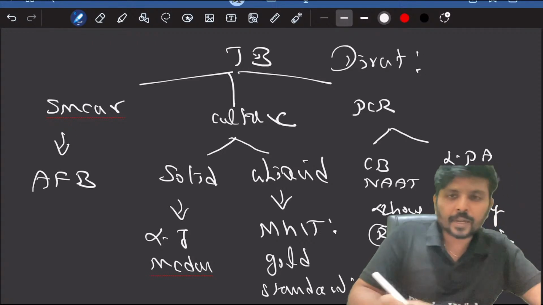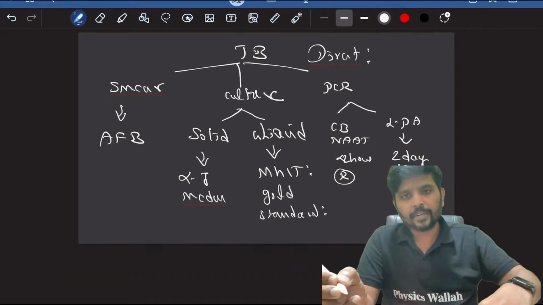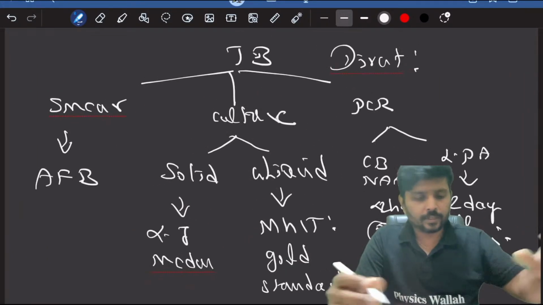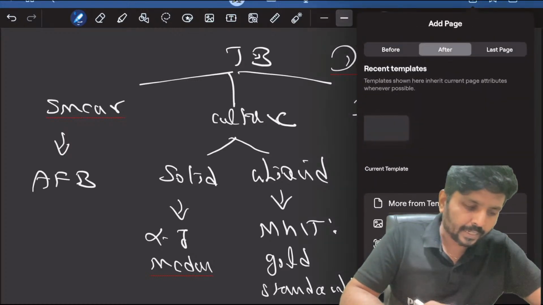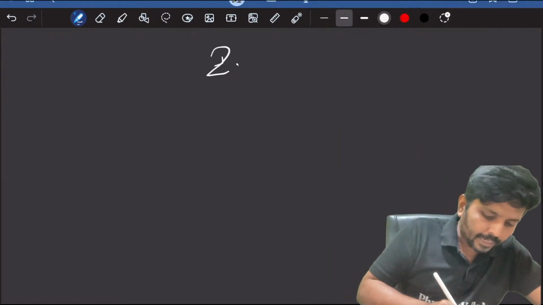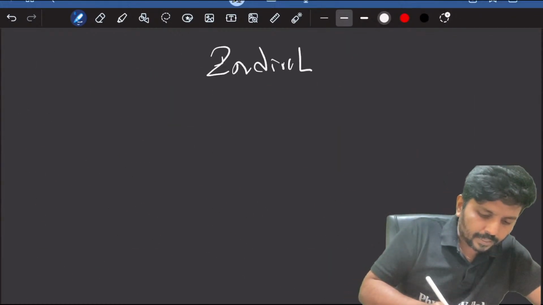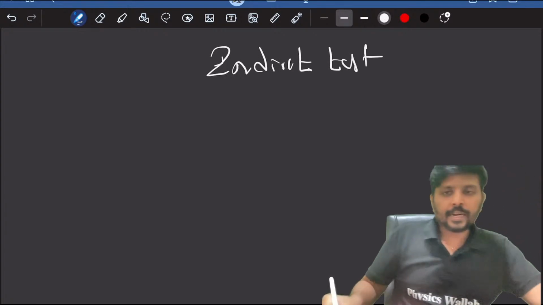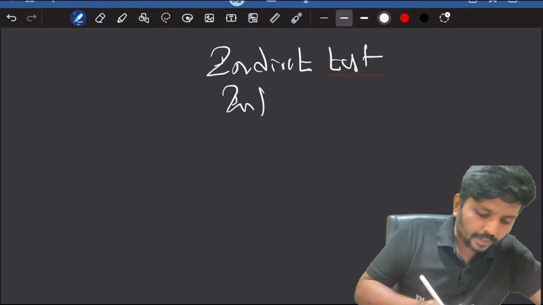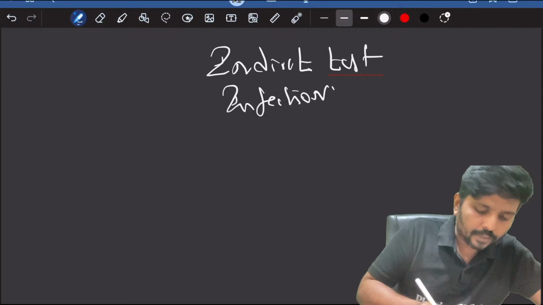It will pick up the microorganism. What are all the indirect tests? Indirect test means it will find out infection but not the microorganism.